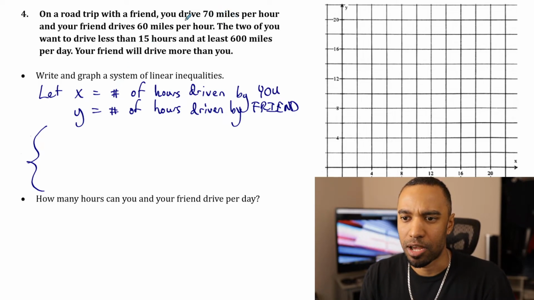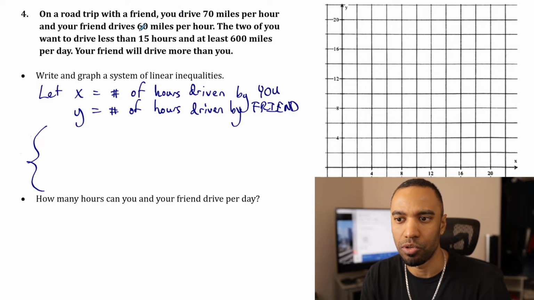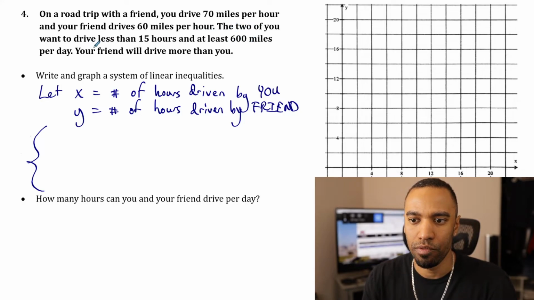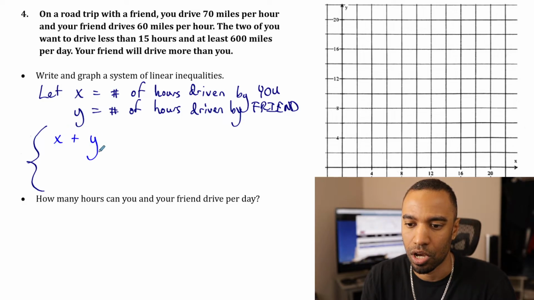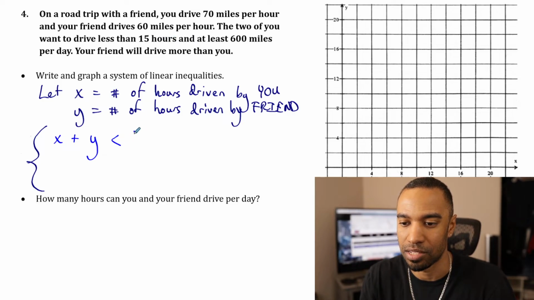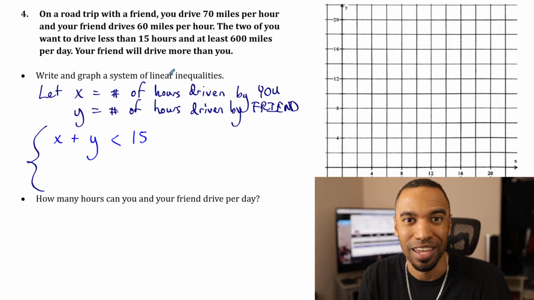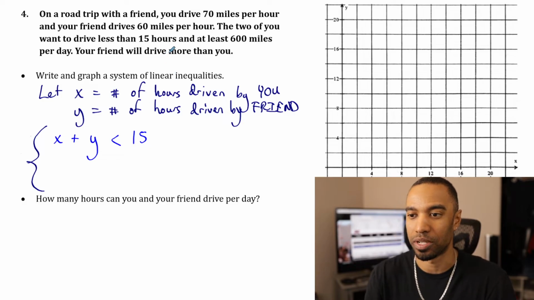You drive 70 miles per hour, your friend drives 60. Is there some sort of x is greater than 70 or anything like this? No, this is information we're going to use later when we talk about the number of miles total. Here's the information we need. The two of you want to drive less than 15 hours. The two of you total, you do not want to exceed 15 hours. So, no, it just says less than. It doesn't say less than or equal to. 15 hours isn't okay. 14 hours, 59 minutes apparently is. Whatever, that's what it says.